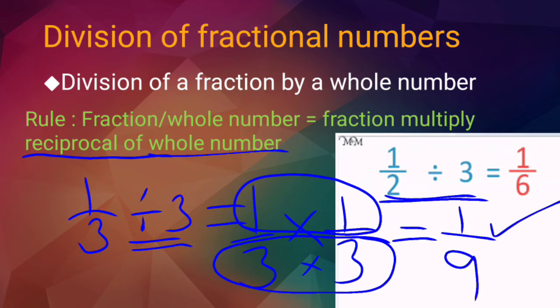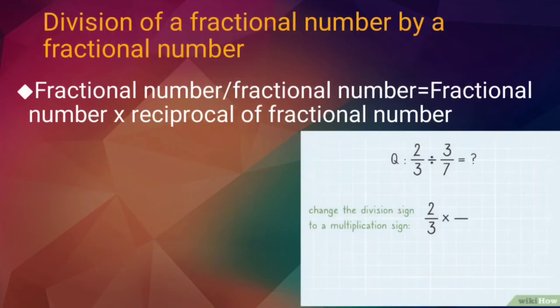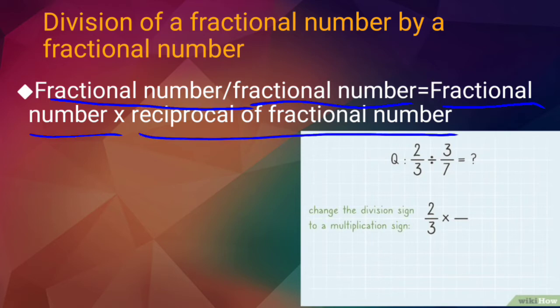Now move to the next property. The next property says division of a fractional number by a fractional number. What will you perform when you get the division of two fractional numbers? How will you solve that? A fractional number divided by another fractional number: write the first fractional number as it is, then change the division sign to multiplication and take the reciprocal of the other fractional number.